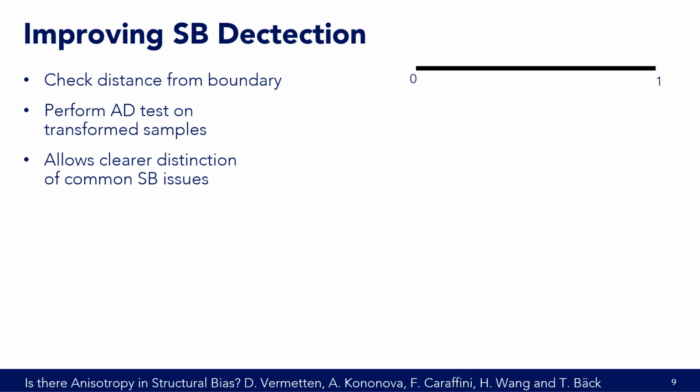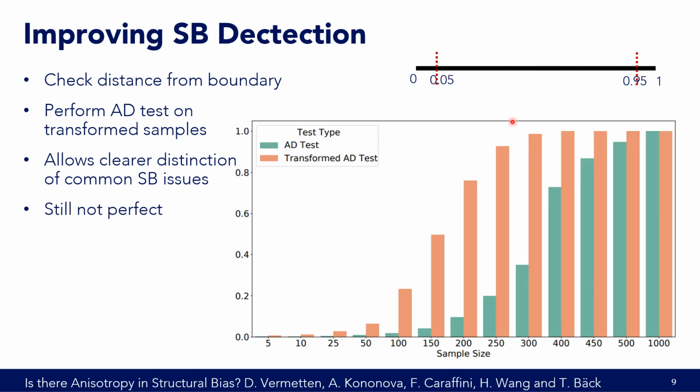For example, if we cut off part of our domain that is unreachable, so we take off 10% of the domain and we distribute the other points uniformly, then this transformed Anderson-Darling test is a lot more sensitive than the original test on the original samples. But it's still not perfect, not by a long shot. So it still fails in the majority of cases with the sample sizes that we use.